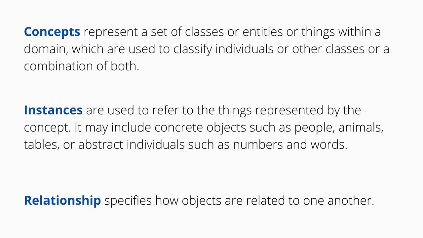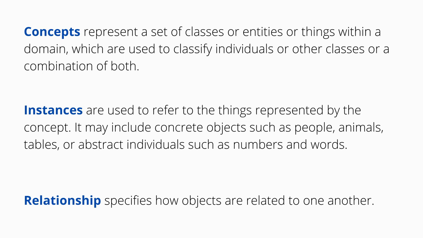A concept represents a class of entities or things within a domain. Classes may classify individuals or other classes or a combination of both. For example, consider car, which is a class of all cars, or an abstract object that can be described by the criteria of being a car. Another example is thing, which is a class of all things, or the abstract object that can be described by the criteria of being a thing.